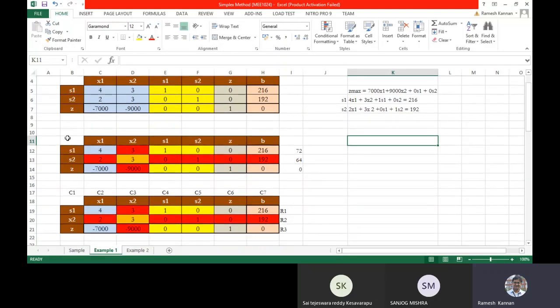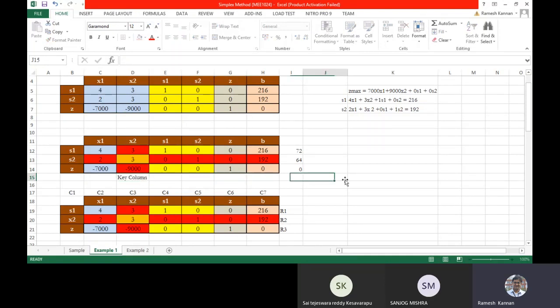Next, we find the maximum negative value. In this table, the maximum negative value is minus 9000. So we will be selecting this particular column. This is the key column. And the next step is finding the key row.